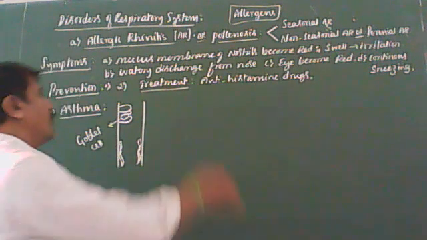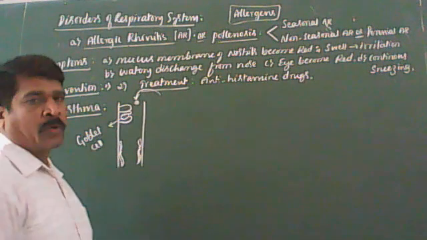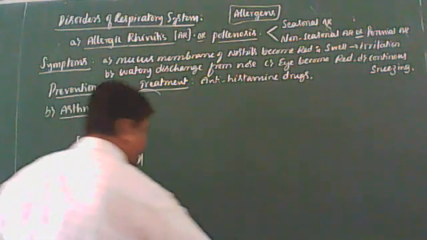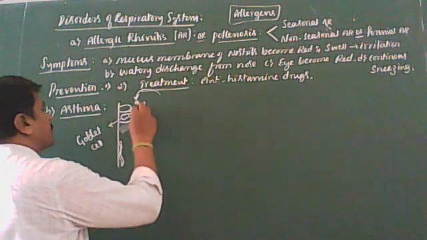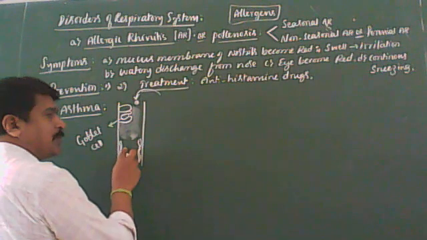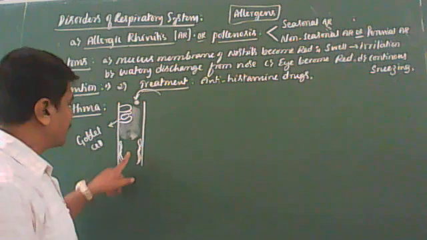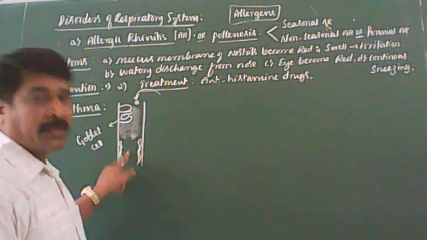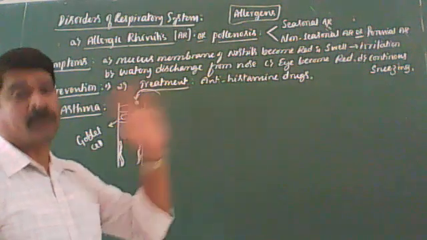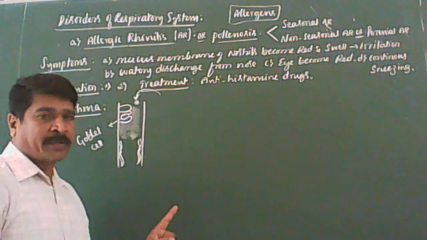Look at the board. When foreign material, nothing but allergen, enters into the bronchi, the goblet cells secrete a large quantity of mucus. Then the smooth muscle fibers of the bronchioles contract. Hence, the air passages become narrow. Then the person finds it very difficult to breathe out. That we should keep in our mind. I think it is very clear for you.